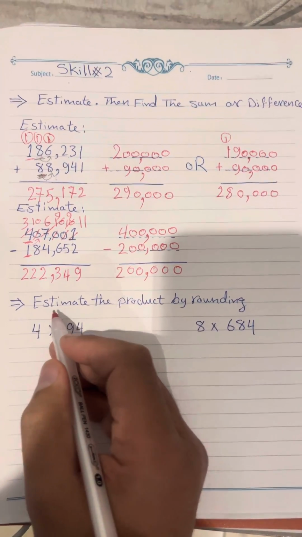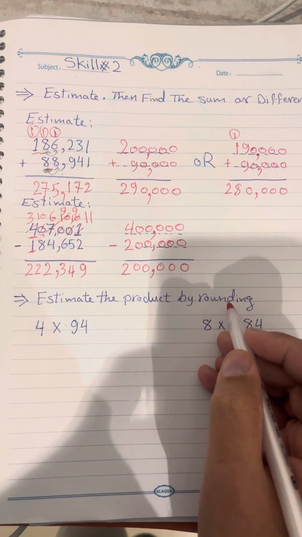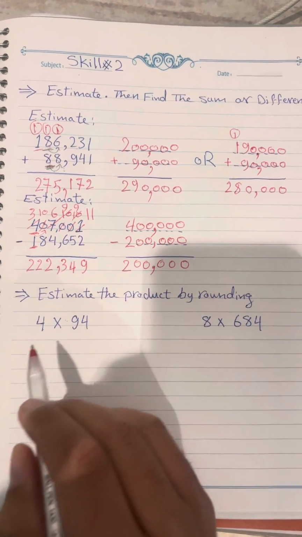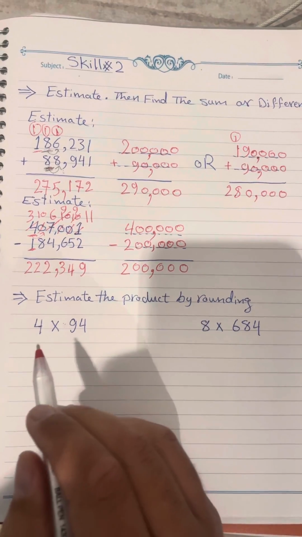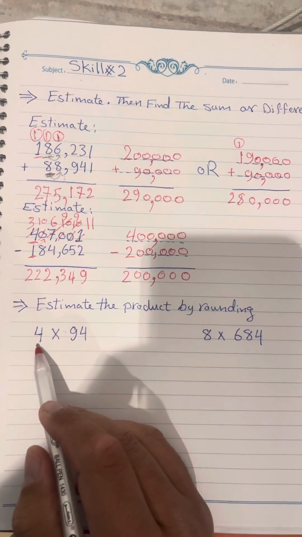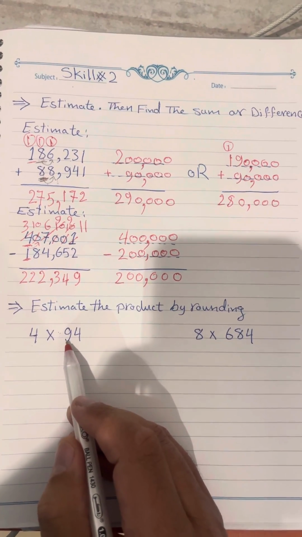Okay, estimate the product by rounding. If you want to estimate the product by rounding, the first step is to look for the greatest factor. What is the greatest factor, 4 or 94? Actually it will be 94.